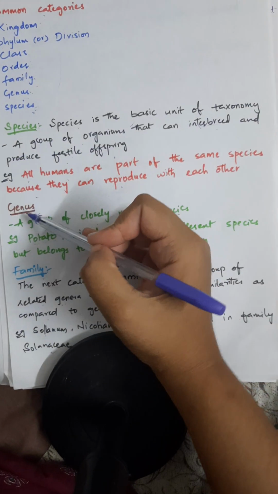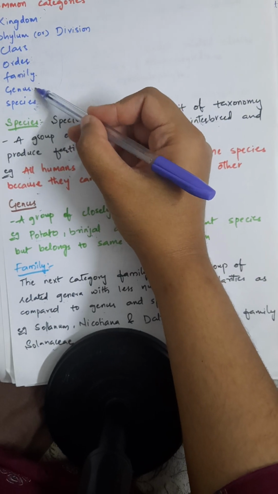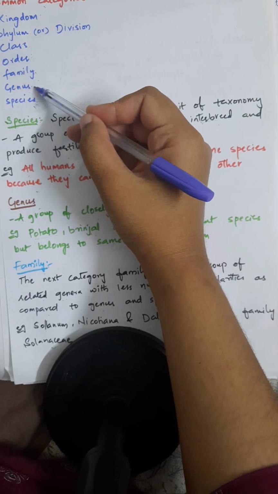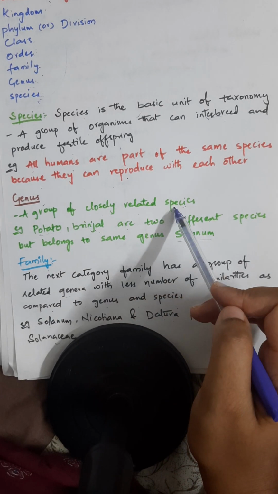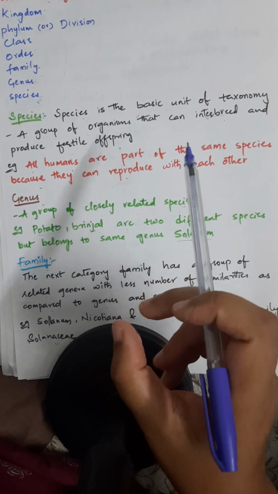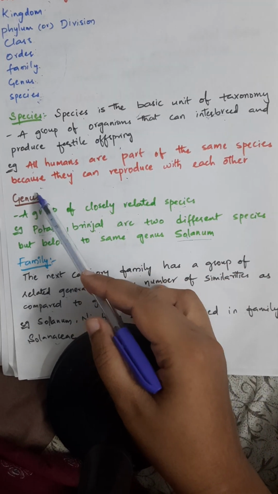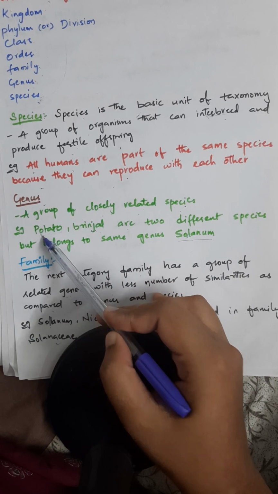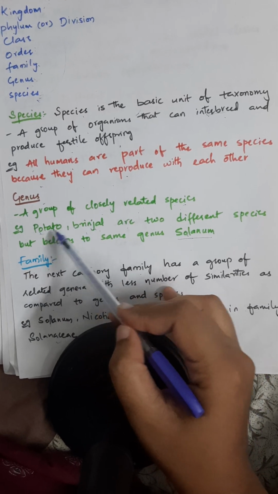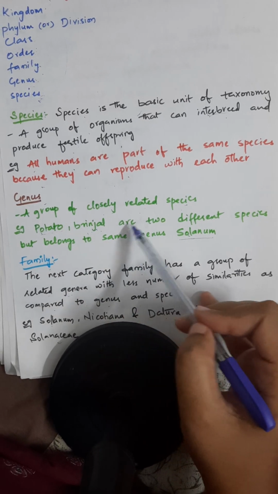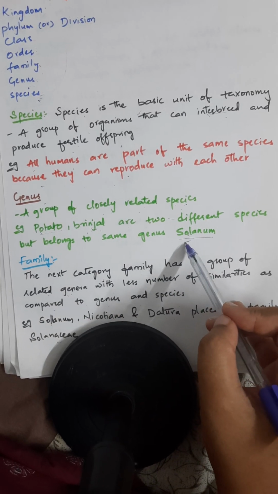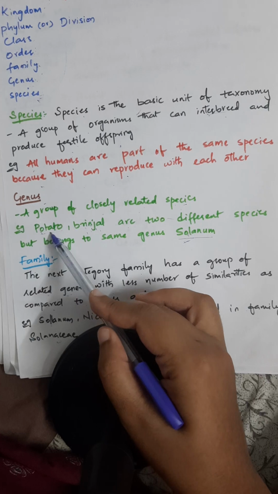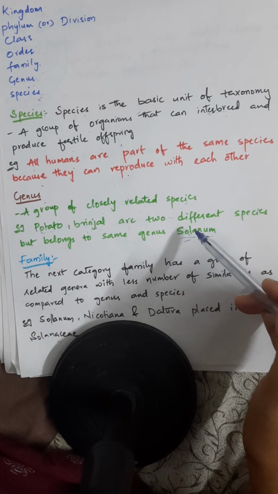Okay, then coming to the genus. Just above the species, the next category is the genus. What is a genus? A group of closely related species. Closely related species are classified under a genus. Example, potato and brinjal. They are different species, but they belong to the same genus, that is Solanum. Even though these species are different, the genus is the same, that is Solanum.